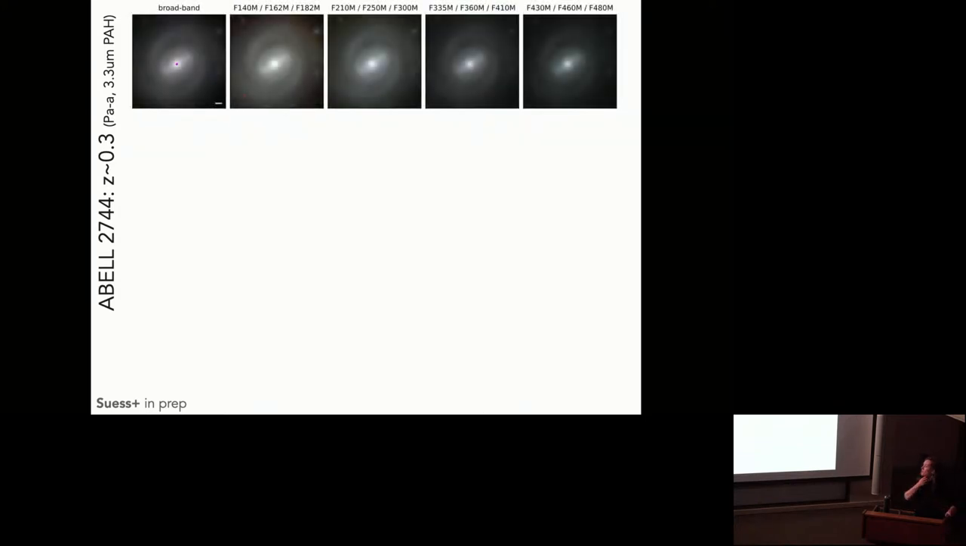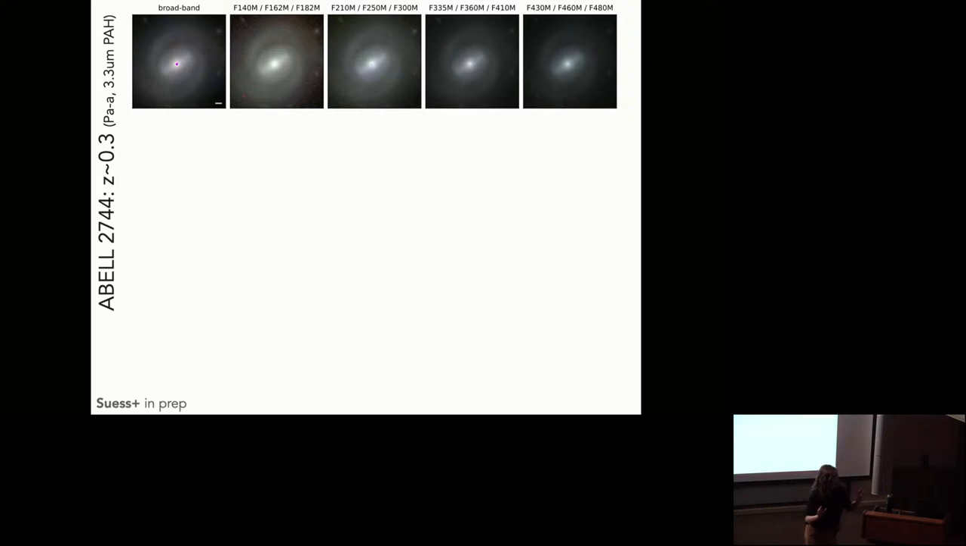So starting in the cluster itself, Abell 2744, at redshift 0.3, we're tracing both Paschen alpha and the 3.3 micron PAH for all cluster galaxies. And for all these images that I'm going to show you, this leftmost image is a broadband image, which is just a sum of all the data from the original UNCOVER survey. And then we have a dozen medium band filters, which divide up nicely into 4 three-color images. So I'm just showing you the images here.